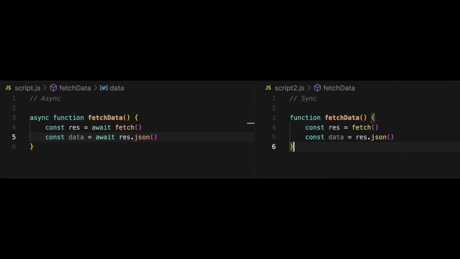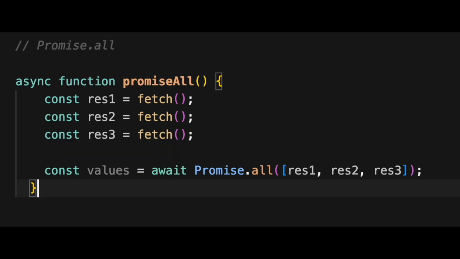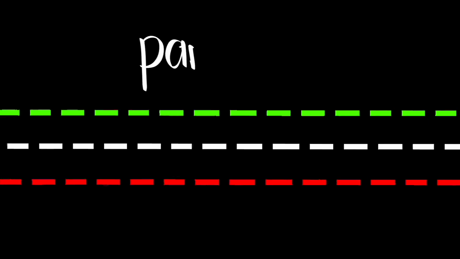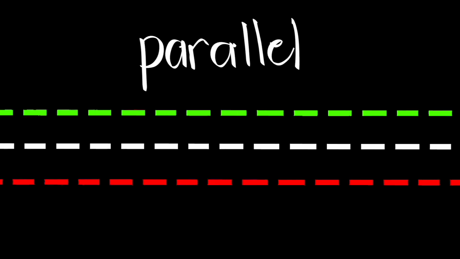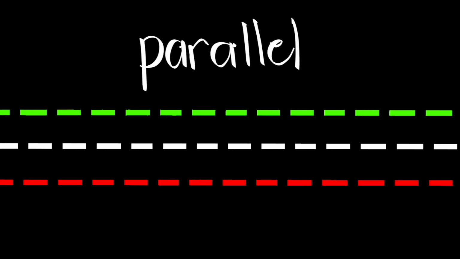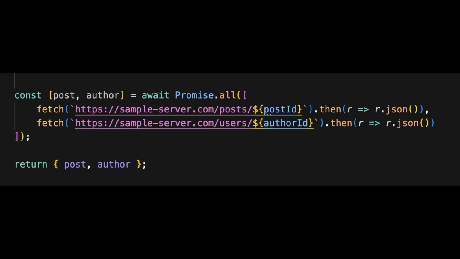Now, if you have a lot of promises, a lot of async tasks, and they are independent of each other, you can run them in parallel for efficiency. Let's say, for example, you are fetching blog posts, and you are also fetching the user, I mean the author of that blog. You can run the calling of those promises in parallel. It's just better efficiency.